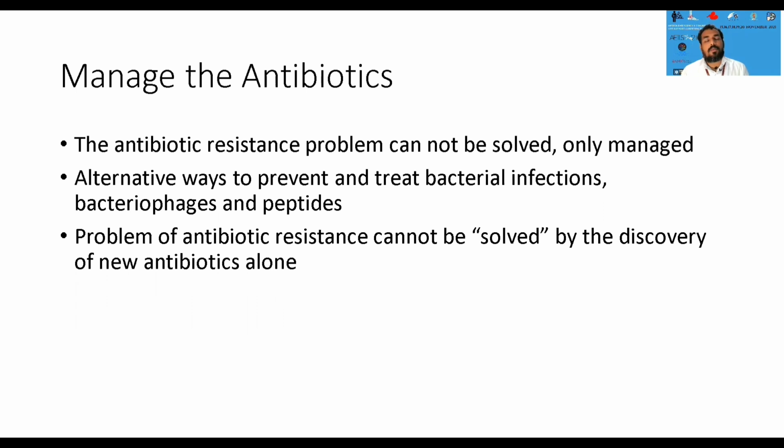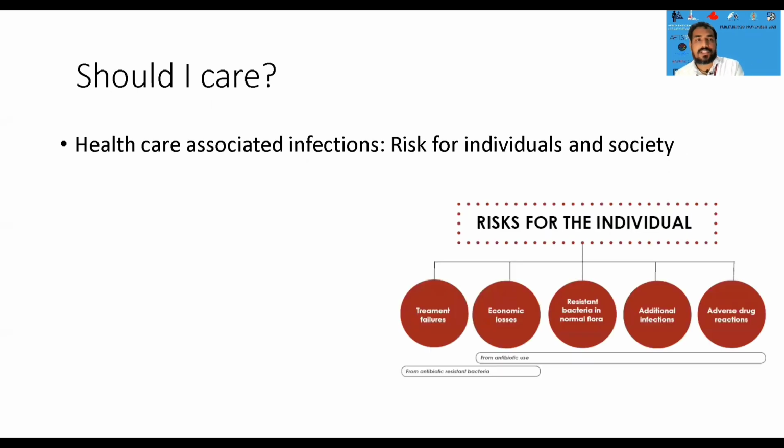So how will you manage the antibiotic? The antibiotic resistance problem cannot be solved, but only can be managed. So we have to think of alternative ways to prevent and treat bacterial infections, and the scientific world is putting a lot of effort in this front. Bacteriophages and peptides are the newer modalities which we are banking on. The problem of antibiotic resistance cannot be solved by the discovery of new antibiotics alone, as we already discussed that any antibiotic will get resistance in some time. So the whole culture of antibiotic use will have to be changed.